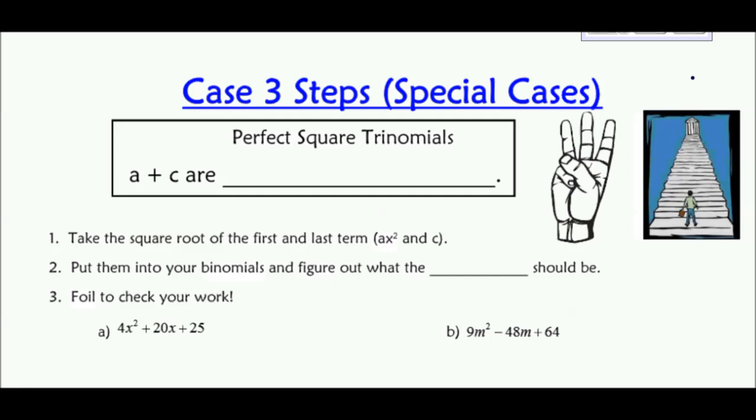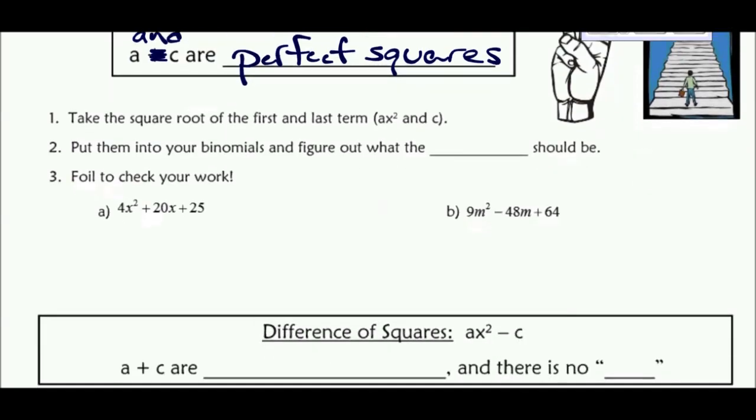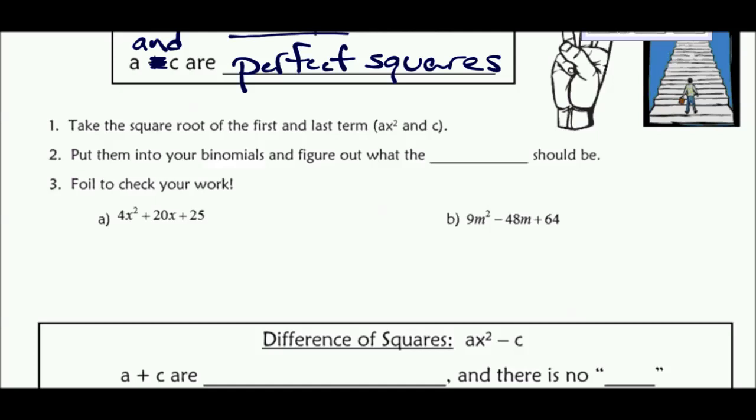If A and C, actually I hate the way this is written, it's not A plus C, it's A and C. If those are perfect squares, basically if you can take the square root of those and you get a nice full number, then you might be able to use it. So first, we're really just going to take the square root of the first and the last terms. So we're going to take the square root of that whole first term and the square root of the last term. Really, that's all we need to do.